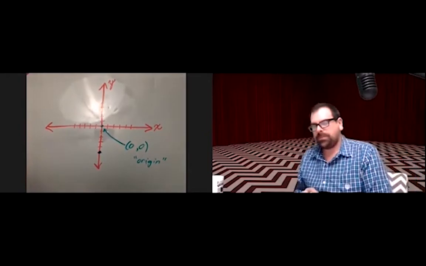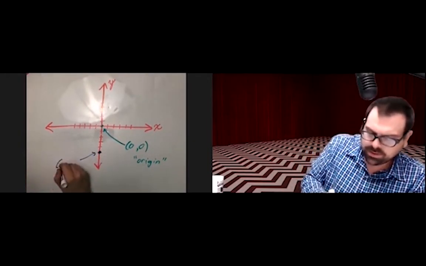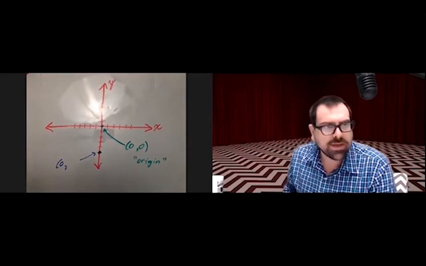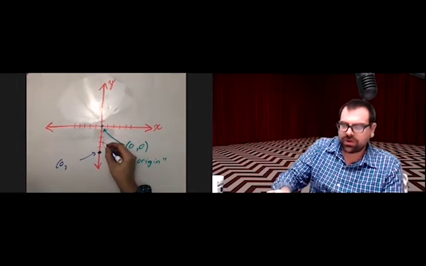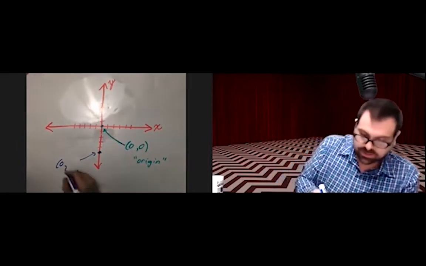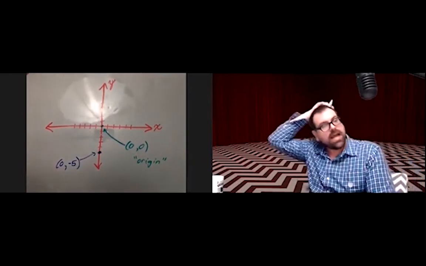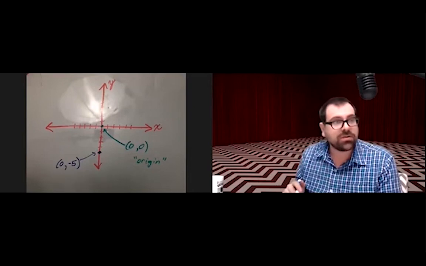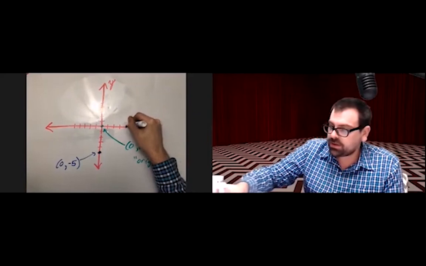The x is still going to be 0 because it's not going left or right any on the x-axis, but it did go down. It went down 1, 2, 3, 4, 5. So this point would be (0, -5). We'll talk about that in a second, but I also want to talk about this point right here.